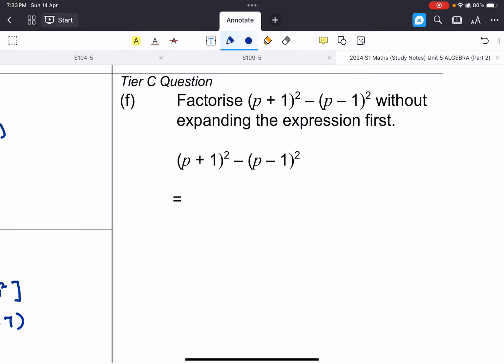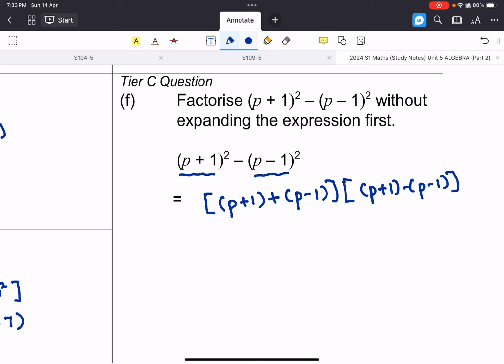Okay, so let's look at what's on the right side. It says factorize this without expanding the expression first. Well, without expanding, so I'm not going to expand. In fact, I'm going to factorize, right? So I'm going to take this portion here and this portion here and treat them as my a and b. So I will end up with p plus 1 plus p minus 1, multiplied with p plus 1 minus p minus 1, right? So just use the special identity.